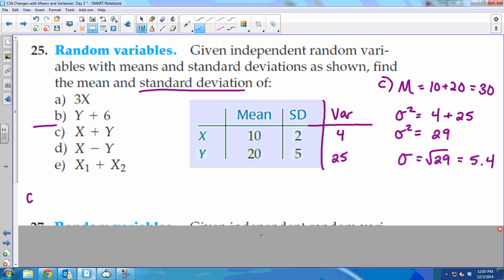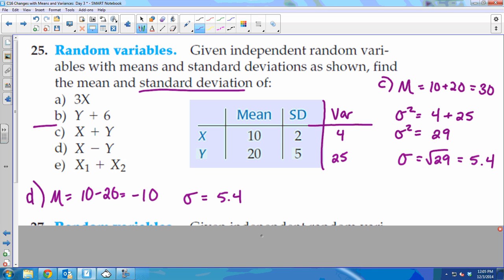On D, we're doing x minus y. So for the mean, what do we do? Subtract. So 10 minus 20, because order matters, it's still subtraction. You get negative 10. For the standard deviation, though, we would go back to variances, right? And we would add them. We already did that in part C. So the standard deviation for D is the same as for C, because we're still adding variances.